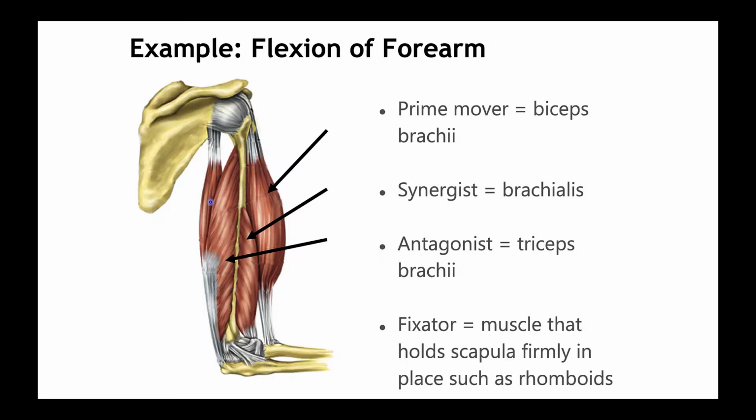And then we have our fixator, and our fixator would be our rhomboids, and you don't see those in our picture here, but our rhomboid major and minor would be holding that scapula in place. So as we load these joints, and as we are, say, picking up a big rock, our biceps brachii is contracting, we're flexing our forearms, we don't want the scapula to move down or to fall towards that load. So we have these fixator muscles to hold those bones in place so that these other muscles can work appropriately.